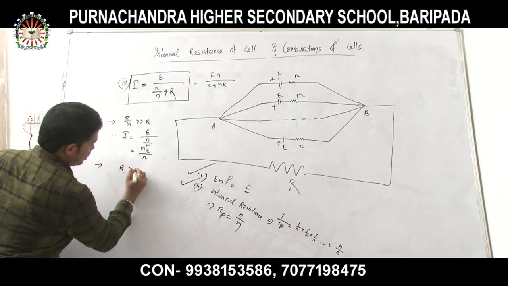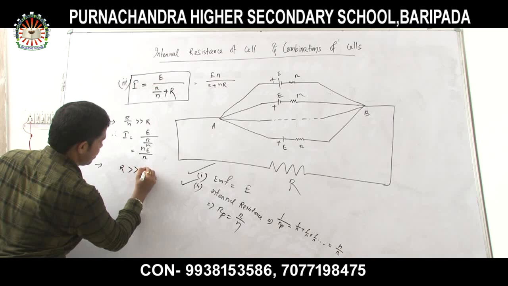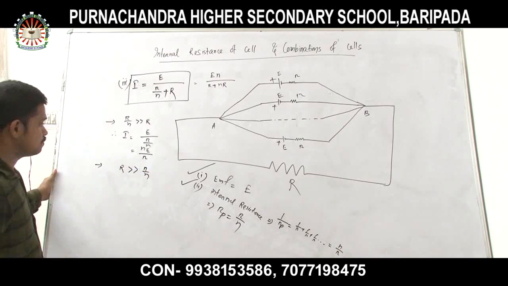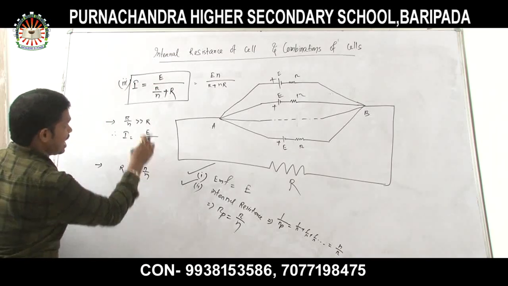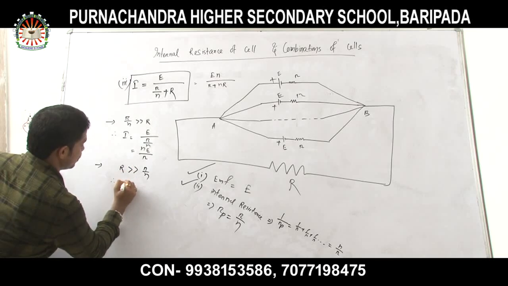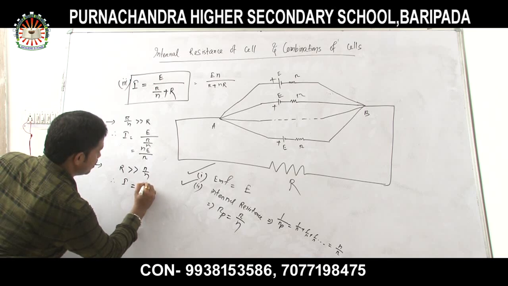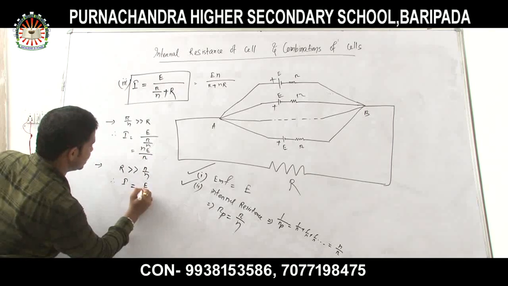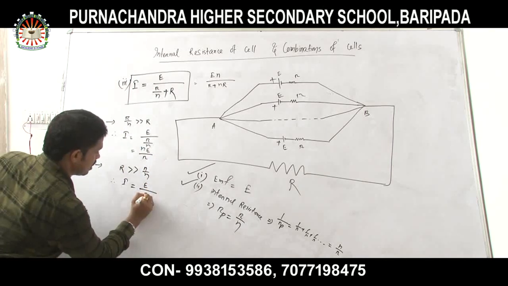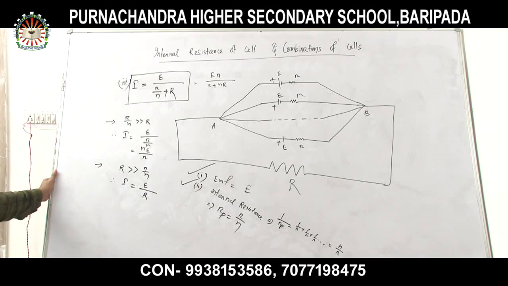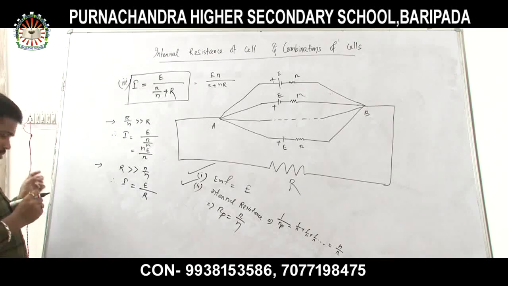Come to case number 2: when R is much greater than r by n. In this case, which can be neglected? r by n can be neglected. So what is the value of current? Now current I is equal to E divided by R. Clear? Okay.